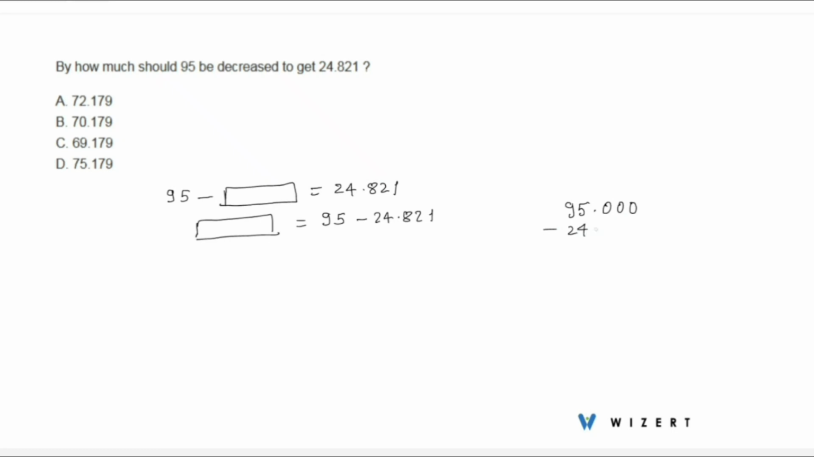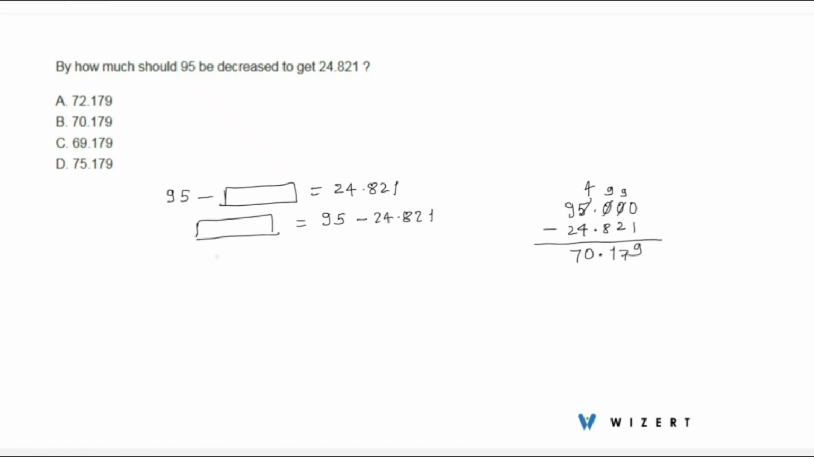95.000 minus 24.821. Now this 0 minus 1 cannot be done, so 10 minus 1 is 9. This is 9. 9 minus 2 is 7. This is again 9. 9 minus 8 is 1. This is 4. 4 minus 4 is 0. Decimal point as it is. 9 minus 2 is 7.